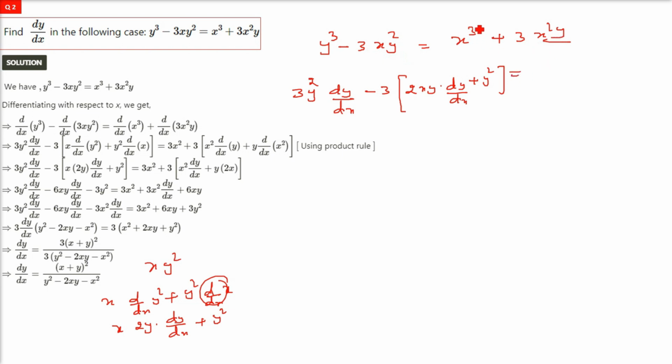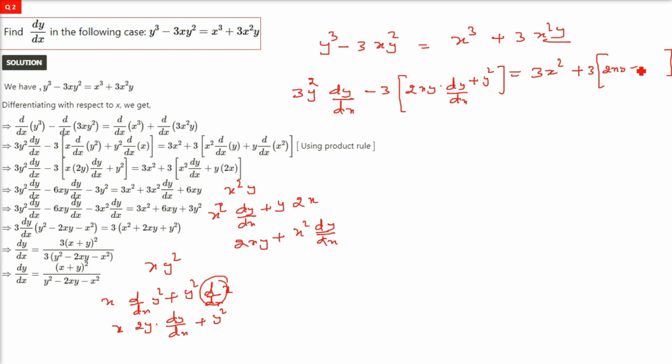x square y also will do it separately, but x cube is simply 3x square. Now 3, whatever comes, I am going to put it here. So x square y, x square dy by dx, I am applying the product rule, so plus y times the derivative of x square, which is simply 2x. So what do we get? 2xy plus x square dy by dx, that you can write. So this we are going to replace in place of this square bracket, 2xy plus x square dy by dx.